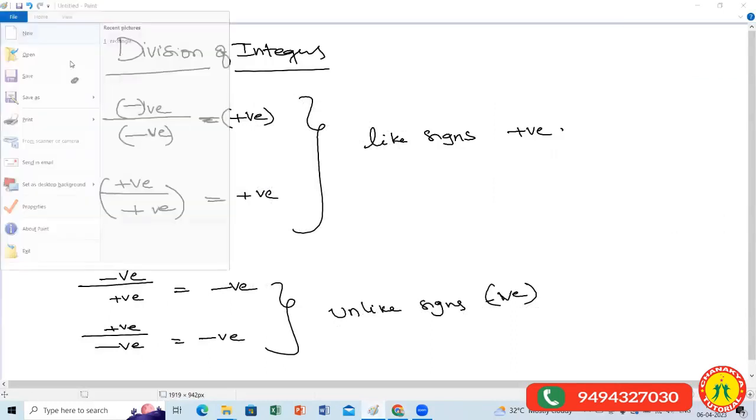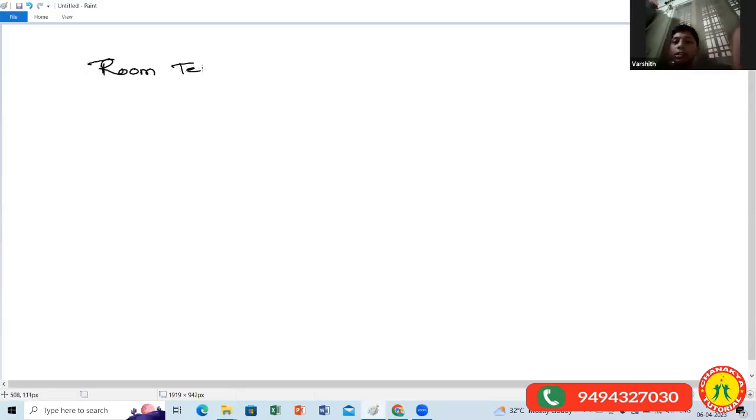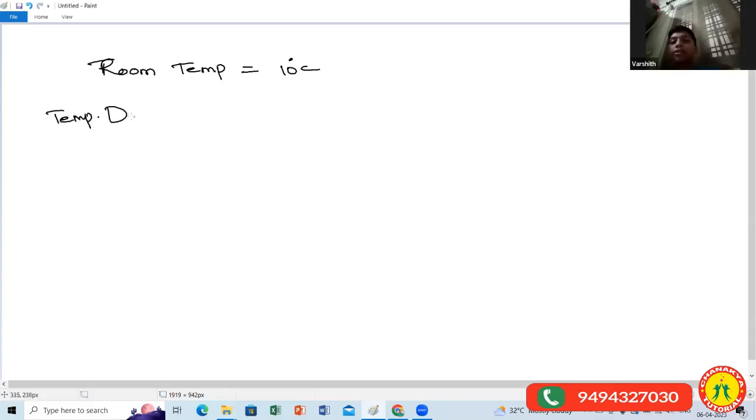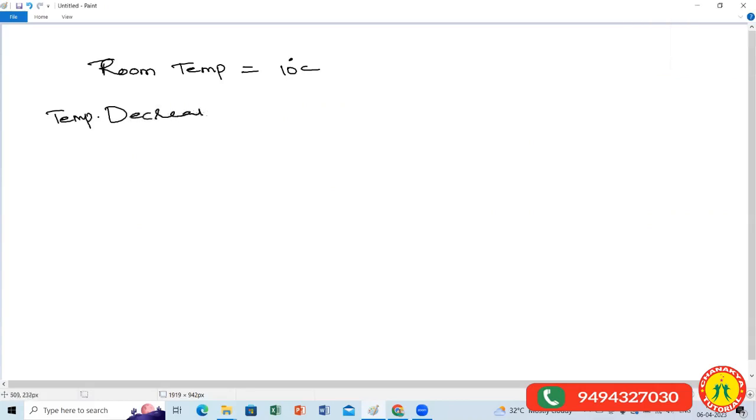They gave the room temperature at noon as about 10 degrees Celsius. Starting, what is the room temperature, children? Ma'am, 10 degrees Celsius, above 0. The temperature decreases every hour. Ma'am, the temperature decrease every hour is how much? 2 degrees Celsius.